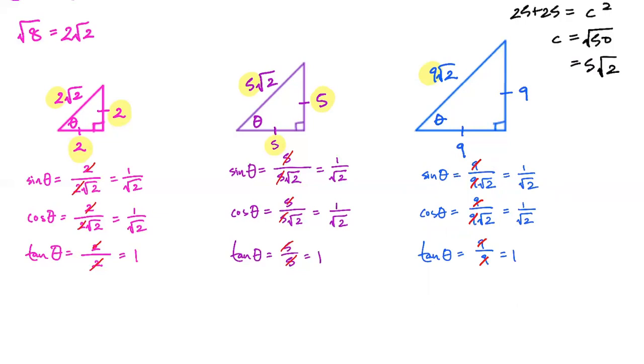Now, how big is theta? Ethan, how do you know that that theta is 45 degrees? You're right. Okay, because the sides are the same, so one angle is 90 degrees, yeah.